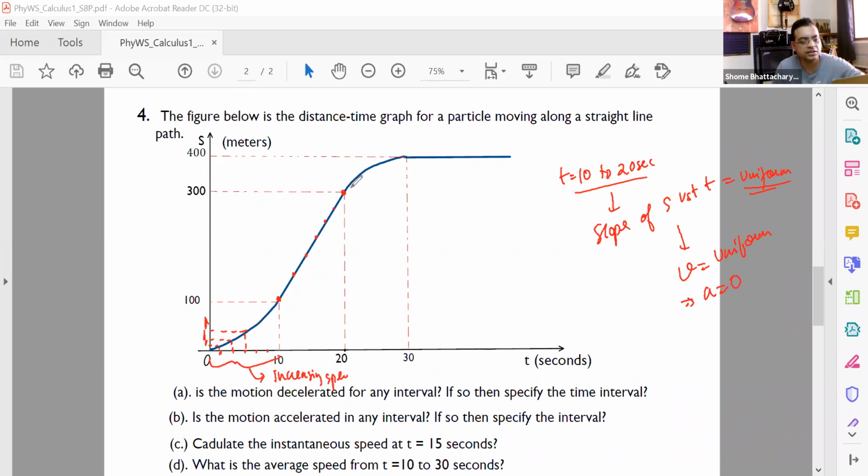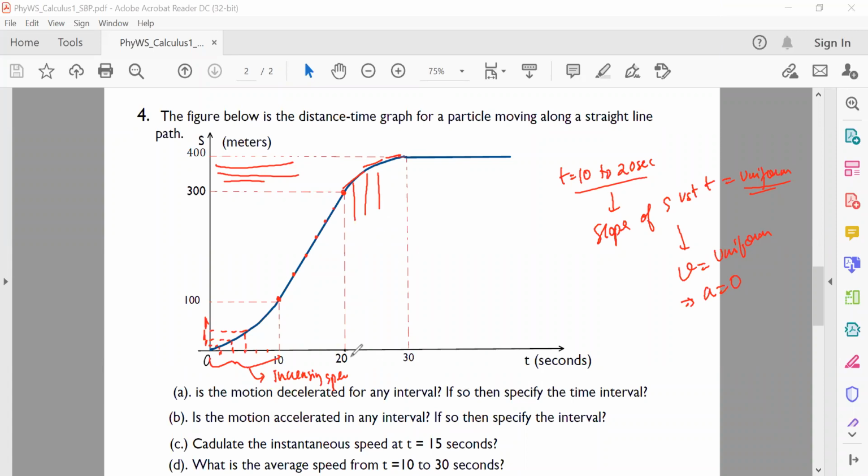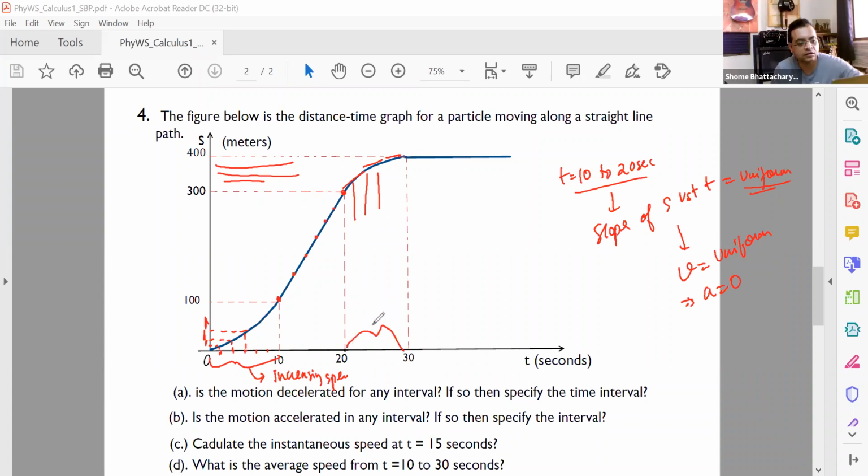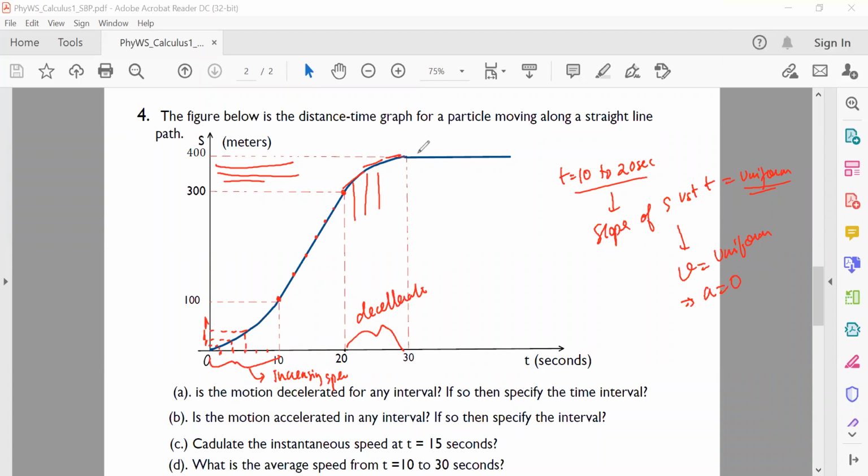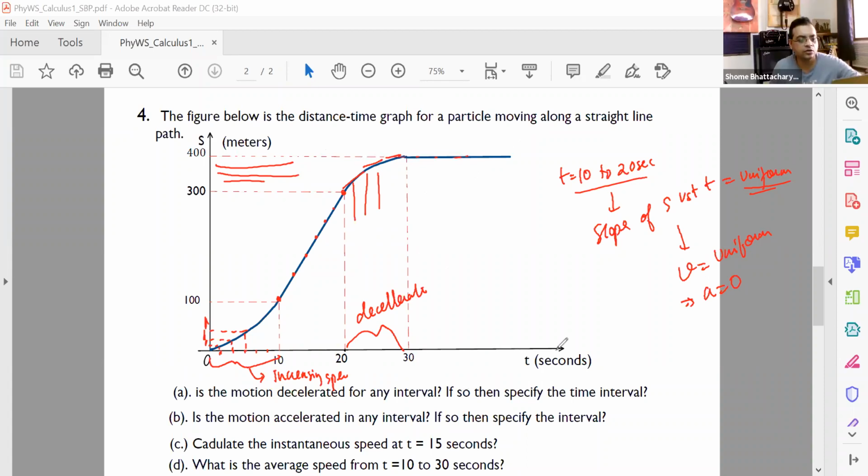Whereas from 20 to 30, the slope is decreasing. Or if you draw equal intervals of time, you will see the distances covered are becoming lesser and lesser. So in this interval, it is having a deceleration. And after 30, you can see the distance is not changing at all, so it's not moving. It comes to rest in this part. From here onwards, it's at rest.